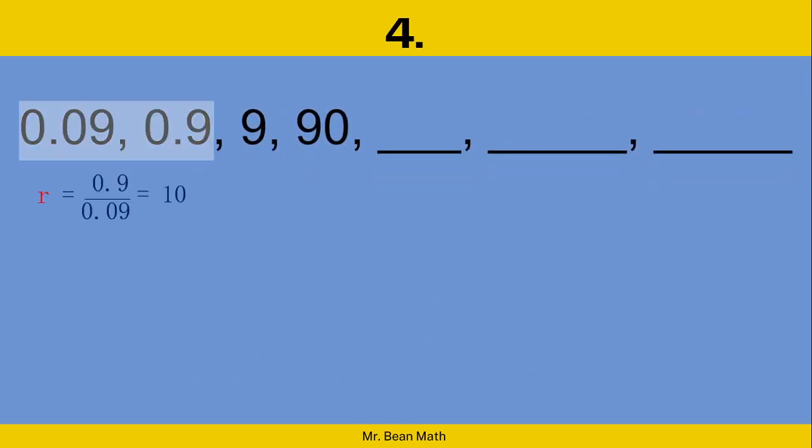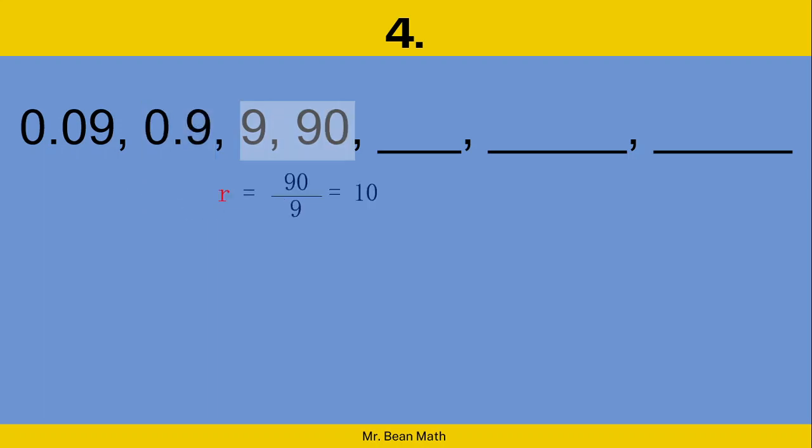Example number 4. 0.9 divided by 0.09 is equal to 10. 9 divided by 0.9 is equal to 10. 90 divided by 9 is equal to 10. So the sequence has a common ratio of 10.